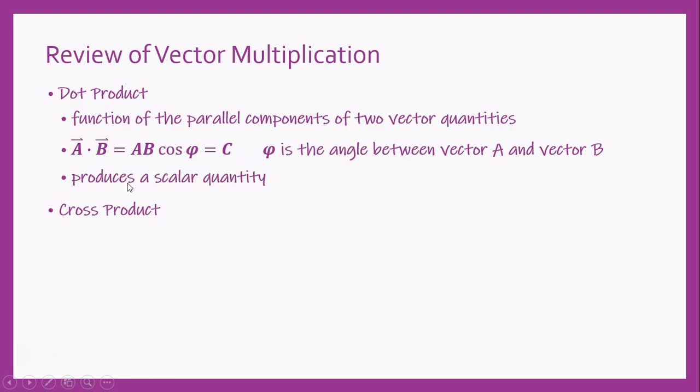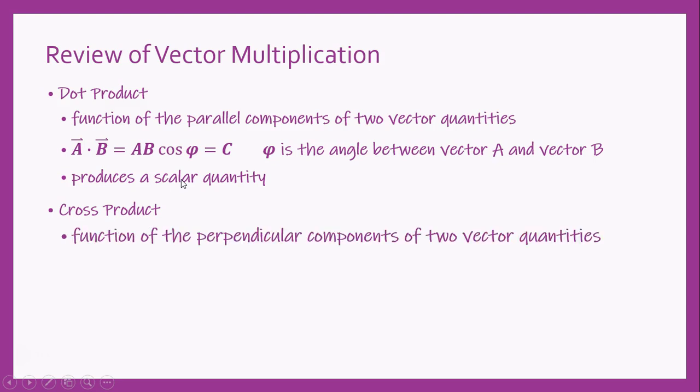And what's important is this product is a scalar quantity, such as when we calculate work. The cross product is the function of perpendicular components of two vector quantities. So it's different there from the dot product in that the dot product's focused on the parallel components of the vectors being multiplied. Cross product is a function of the perpendicular components of these vectors.